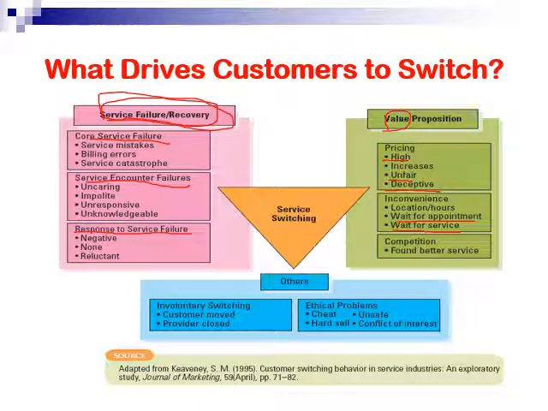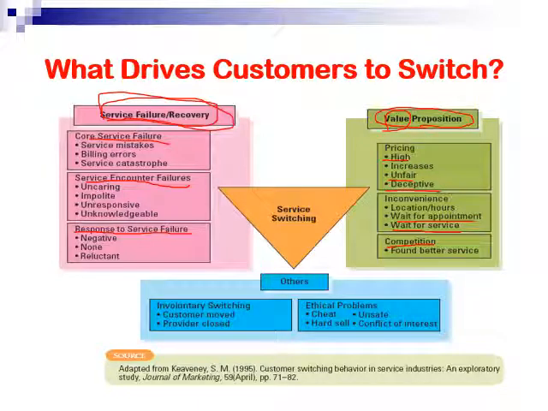And competition. There are so many service providers. That means customers have many options to choose from. They can easily find a better deal, better option, better price. So again, the second main theme for customer defection is value proposition.